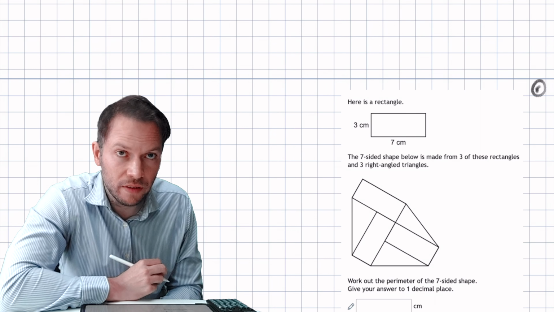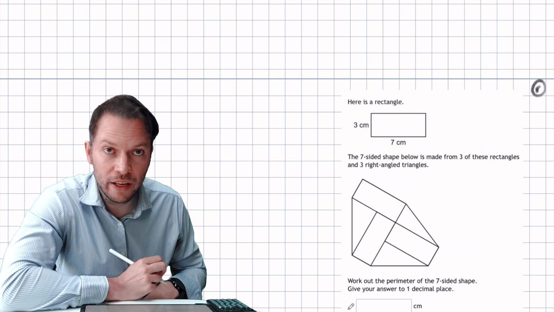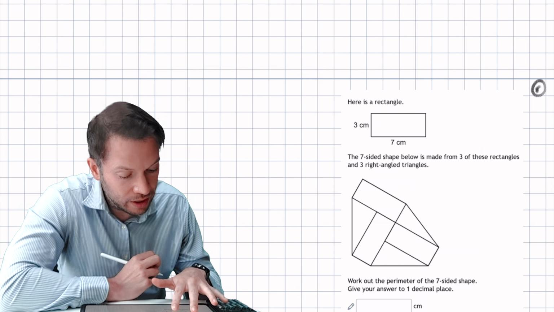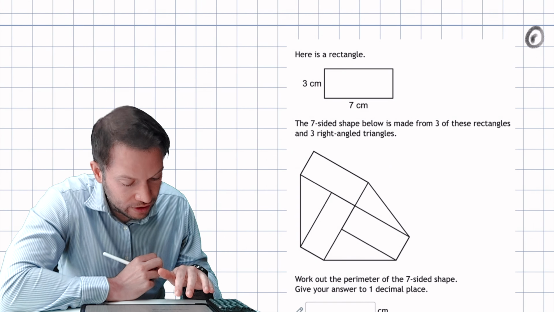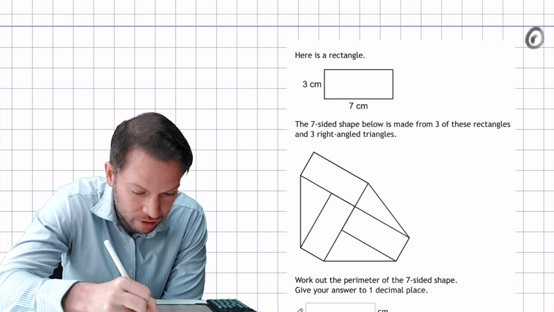Hi, in this video we're going to find the perimeter of a more complicated shape that consists of rectangles. Now we've got this rectangle here and this shape below is made up of those. So let's label some of the lengths on here.